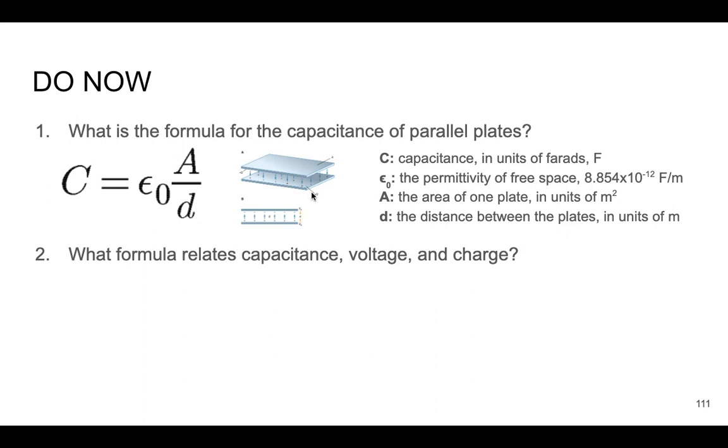So, think two plates. Each plate has an area. They're separated by a distance, and it's multiplied by this constant. So that's how you figure out the capacitance. So bigger plates get you bigger capacitance. Smaller separation, if you bring the plates together, that also gets you bigger capacitance.